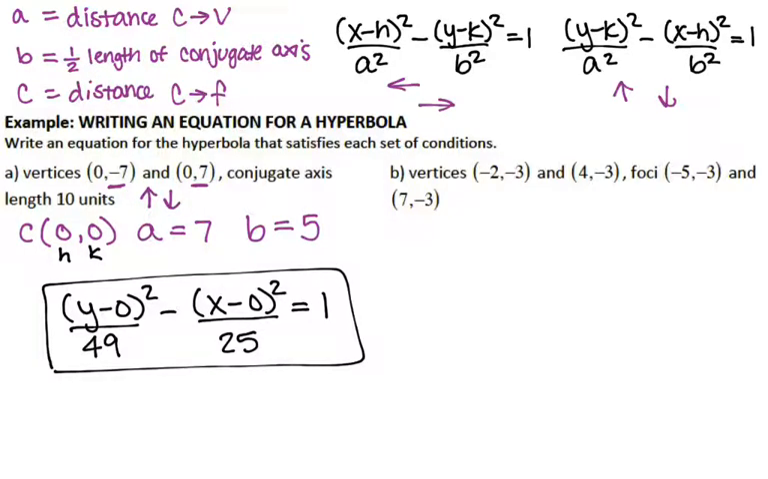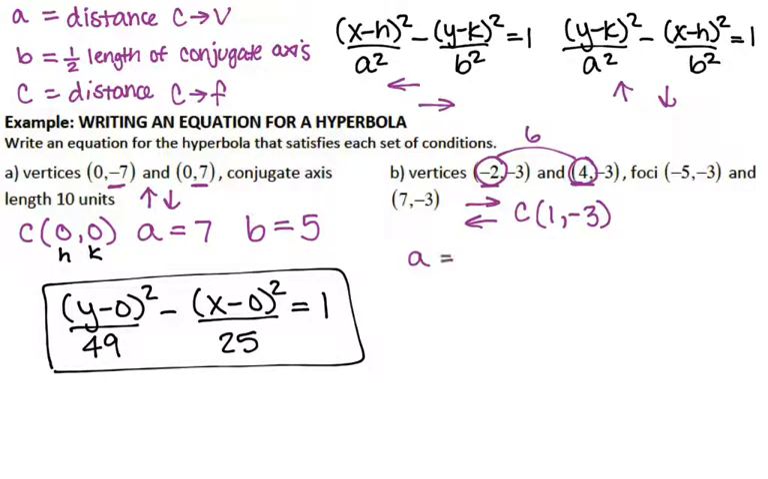All right, letter B. I'm going to look again at my vertices and at the coordinates that are different. In this case, my x coordinates are different, so that means I'm going to have hyperbolas that open left and right. So I'm going to find my center. My center needs to be right in the middle of -2 and 4. -2 and 4 are 6 units away from each other, so the center is going to be 3 units away from both of those. That puts me at (1, -3).